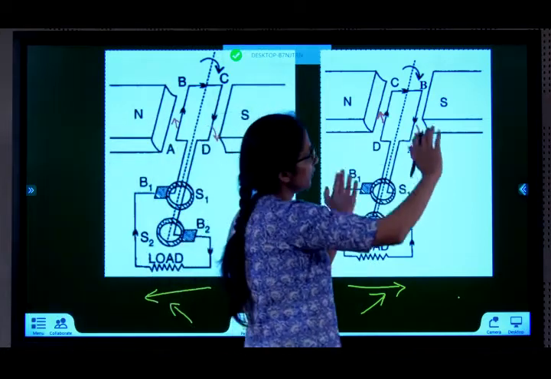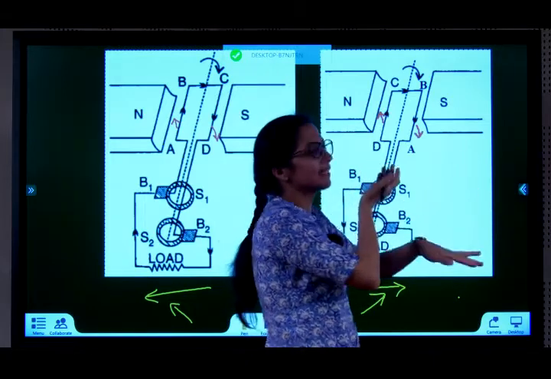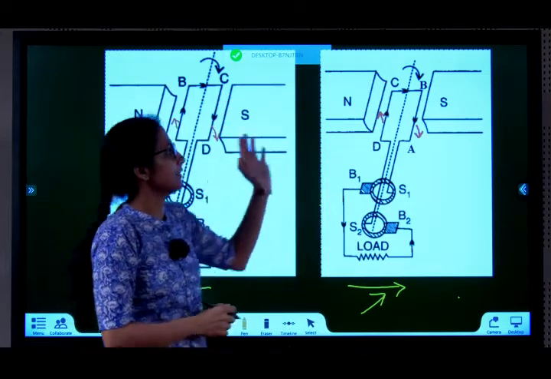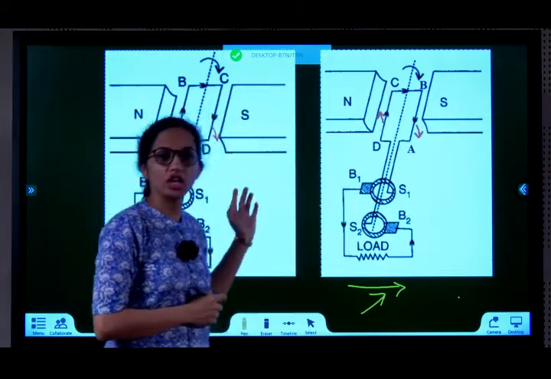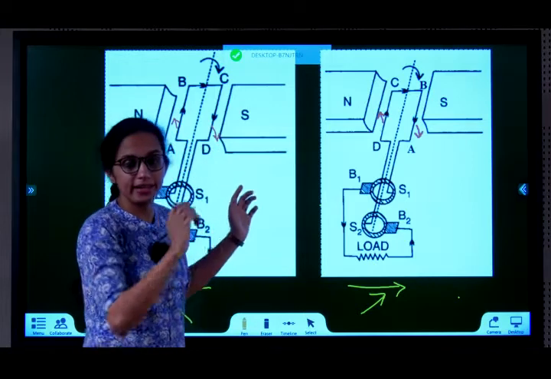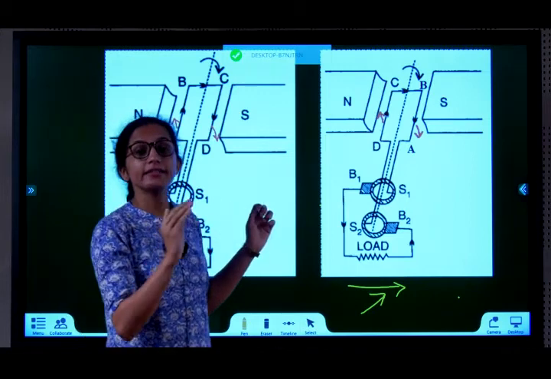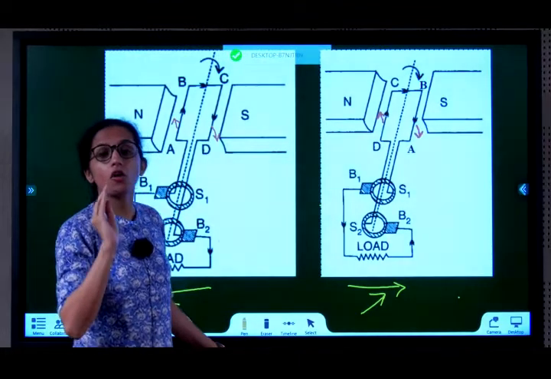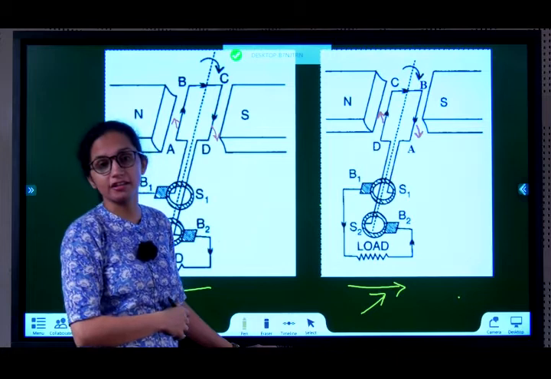Now again after half rotation, AB is back here. Again AB is going up, CD coming down, and the current will again get reversed. It will become this case, then again this case. Every half rotation, the direction of current is alternating. So currents that reverse direction at equal intervals of time are called alternating current, and hence this device is called an AC generator.